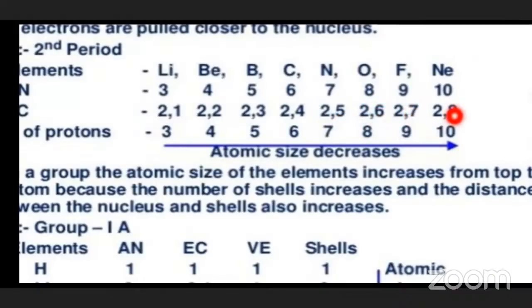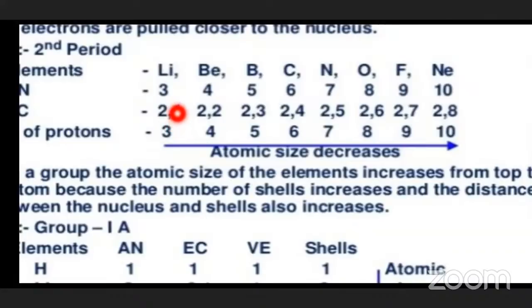But metallic property is defined as what? Gaining of electrons is not a metallic property. It is a non-metallic property. So here non-metallic property increases, but metallic property is not increasing. So along the period what will happen? Metallic property is going to reduce. But what happens to non-metallic property? It increases.